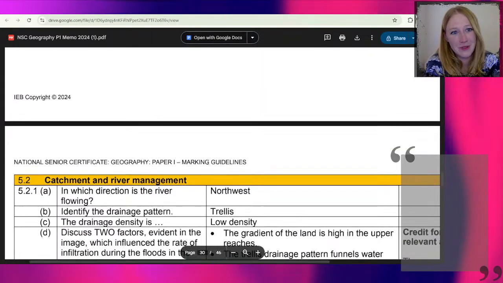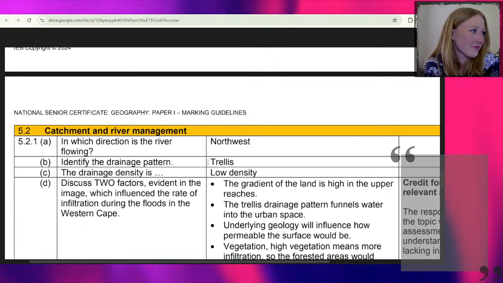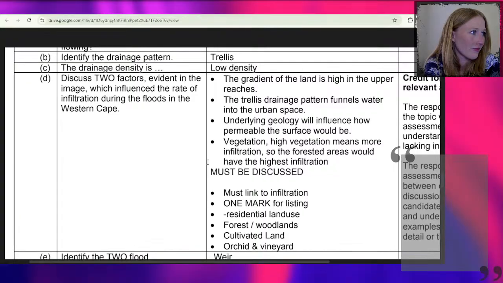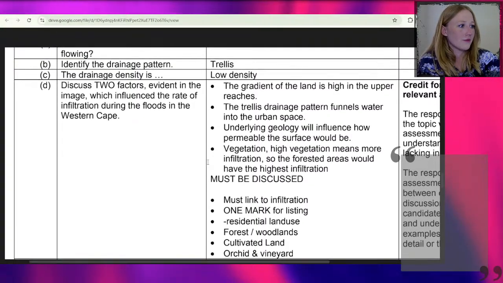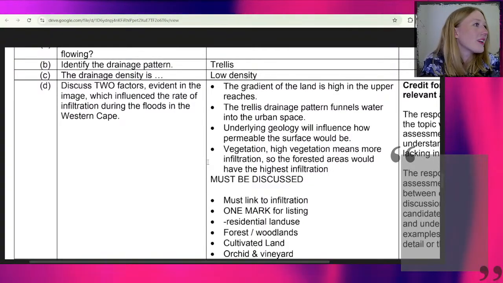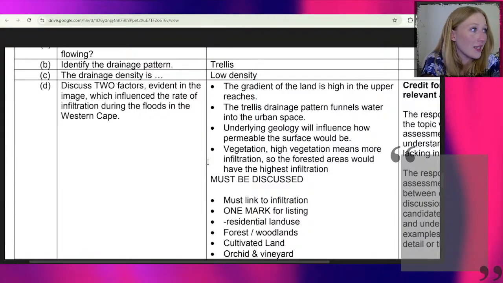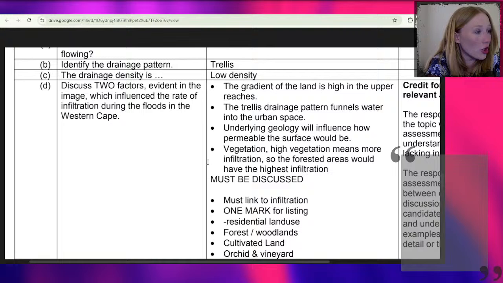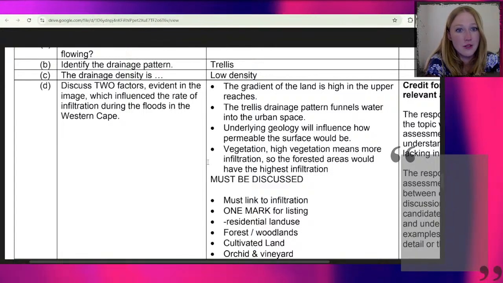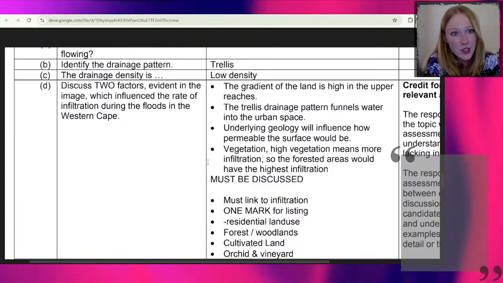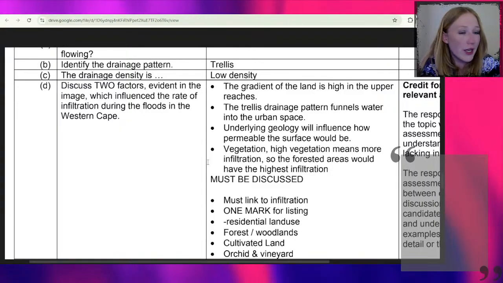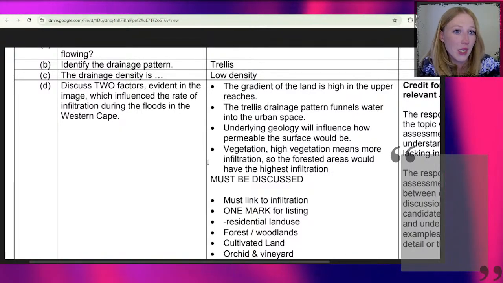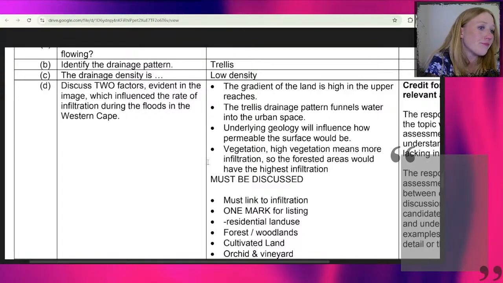Let's see what the memo says. No, went too far again. The gradient of the land is higher in the upper reaches. The trailer drainage basin funnels the water into the urban space. Okay, so it's very directly towards the urban or residential area. The steep gradient, like I mentioned, the valley, means faster surface runoff, so likely flood.